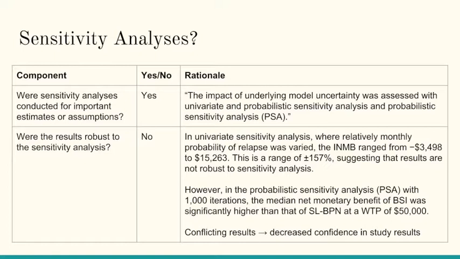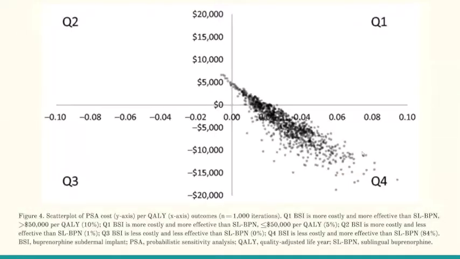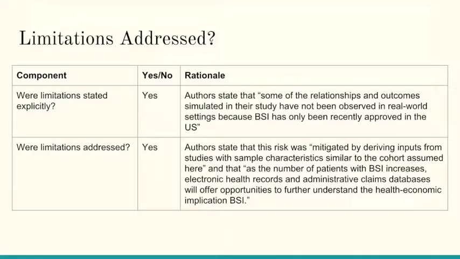With the INMB, it changed from positive to negative, whereas the PSA revealed that the median net monetary benefit of BSI was significantly higher. These conflicting results in the end show the decreased confidence in study results. This is a scatter plot of the PSA cost per quality outcomes of 1,000 iterations. Quadrant 4 is dominant as it shows more qualities with better outcomes but less costly, whereas Quadrant 1 was more costly and more effective, but we are not sure how much it's worth, which is where the incremental net benefit comes in. The authors acknowledged the limitations of their study.